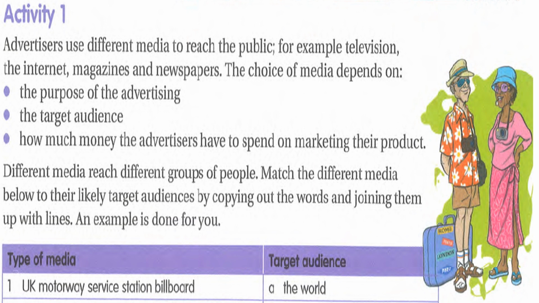So as you can see here, we've got an example that has been given to us. So different media reach different groups of people. These different groups of people, that's what they mean by the target audience. So your target audience might be maybe market women or students or professionals and stuff like that. So that's where the target audience comes in, when you have different groups of people. So you should match the different media below to their likely target audiences. Okay, let's move to the next slide and see.